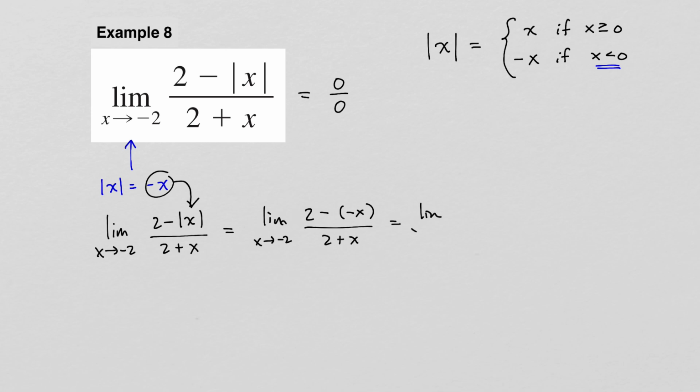But this is the limit as x approaches negative 2 of (2 plus x) divided by (2 plus x). Now again, if you just plug in negative 2 right now, you're still going to get 0 divided by 0. But we know 2 plus x divided by 2 plus x cancels out. And so this literally becomes the limit as x approaches -2 of 1, because (2 plus x) divided by (2 plus x) is 1. And so this overall limit is 1, because the limit of a constant is a constant.